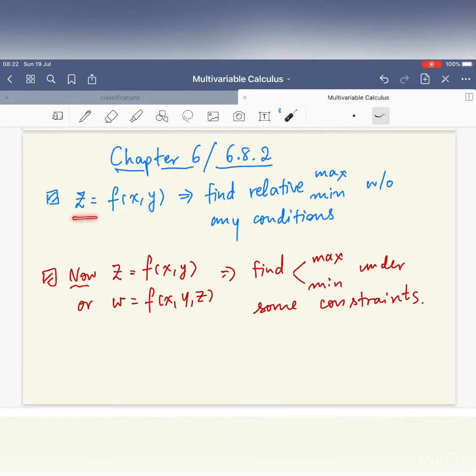Previously, we were given a function of x and y, in terms of z equals f of x, y, and then we were required to find the relative maximum or relative minimum without any additional conditions. However, for this clip, we are going to have either z equals f of x, y, or we can go up to w equals f of x, y, z, and you are going to find either a max or a min under some condition. In this section, we are going to call the conditions a constraint.